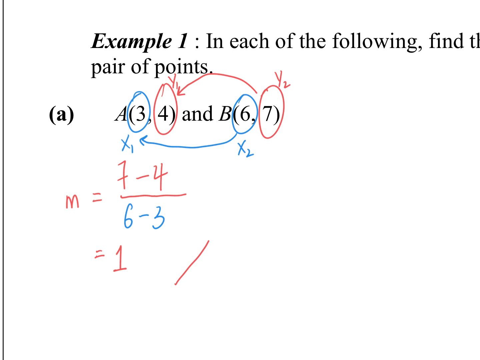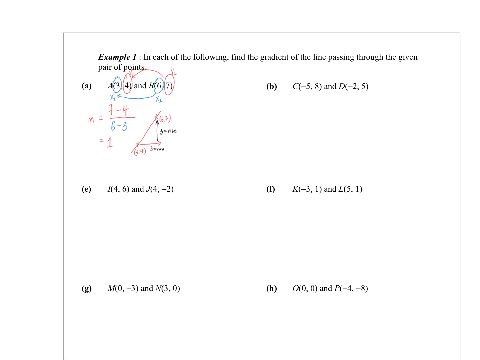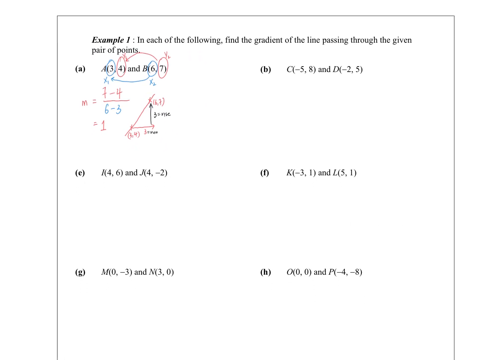So you know it's an upward slope because let's say this point is 3, 4 and this point is 6, 7. Horizontally, you move by 3 units. Vertically, you rise up by 3 units. So this is your rise. This is your run. But you need not always draw it out. So using this same method, can you find the gradient of all these parts?